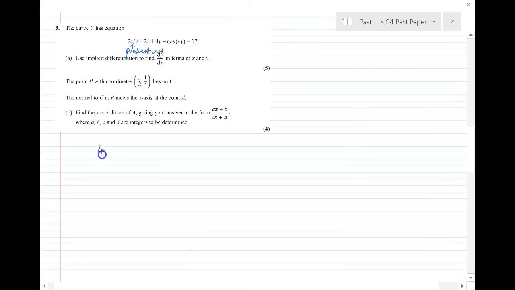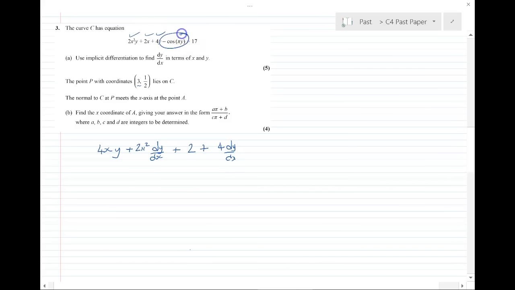Differentiating 2x squared, I get 4x. Now I need to times that by y. And then I need to differentiate y, which is dy by dx. Differentiate y with respect to x, I get dy by dx, and then times that by the 2x squared. So that's that bit differentiated. 2x differentiated is obviously just 2. 4y differentiated is 4 dy by dx. We've done those 3 terms.